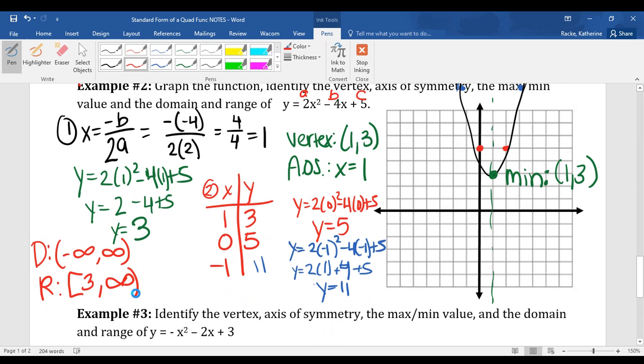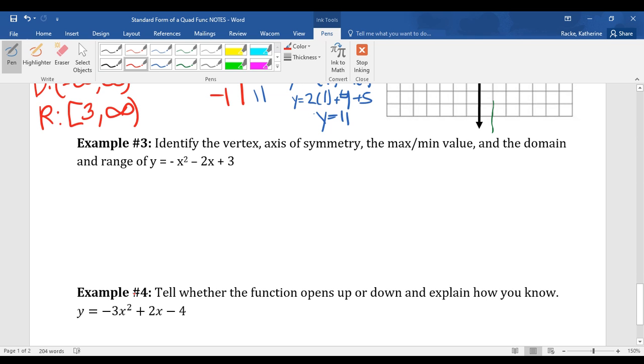Okay, moving on to example 3. Identify the vertex, axis symmetry, the max and min value, and the domain and range of the y value. So let's do our vertex first, starting with x equals negative b divided by 2a, where our a is negative 1. Don't forget about the sign in front. B is negative 2, and c is 3.